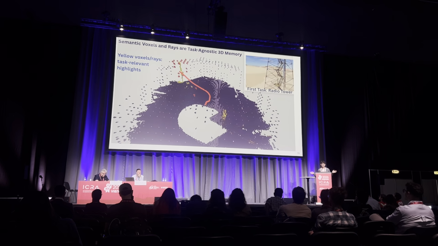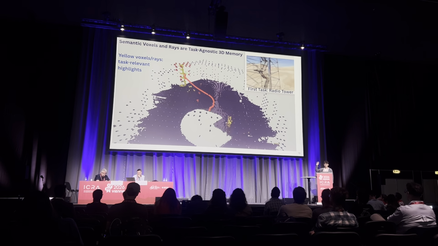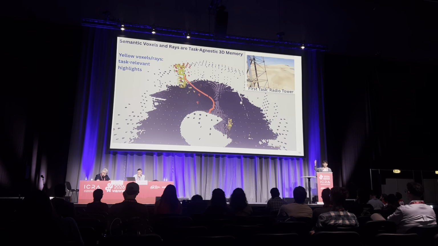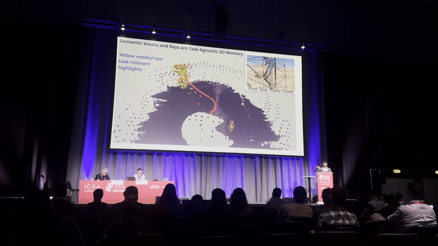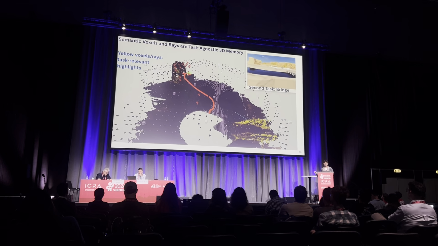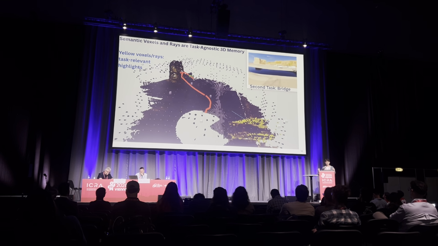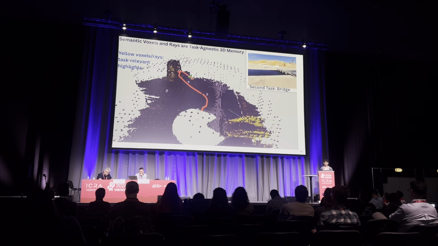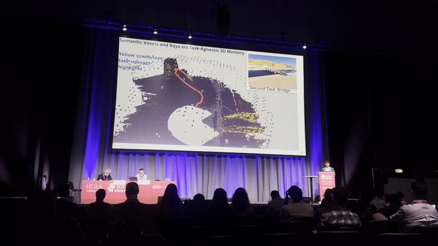For example, let's say that the first mission is to go to the radio tower first. As you can see, the robot is heading towards the radio tower, which is highlighted with the yellow color. And then let's assume that the second task is given in the middle of the mission. For example, let's say that the second task is finding the bridge. And the robot does not have to re-find the bridge because it has already seen that object before. And just by performing cosine similarity search using the voxels and rays, it can instantaneously change its direction and go back to the bridge using these representations.